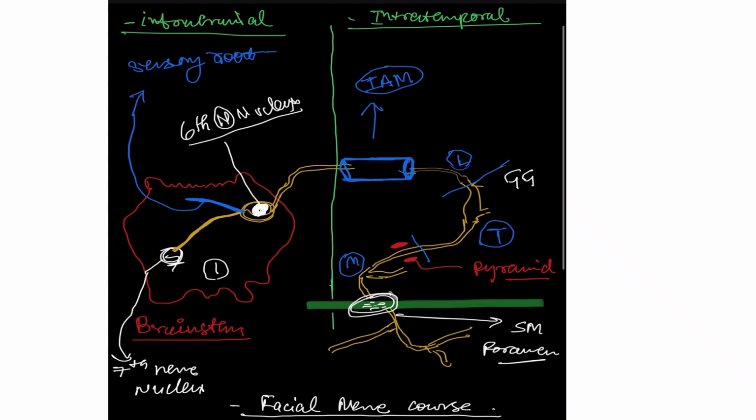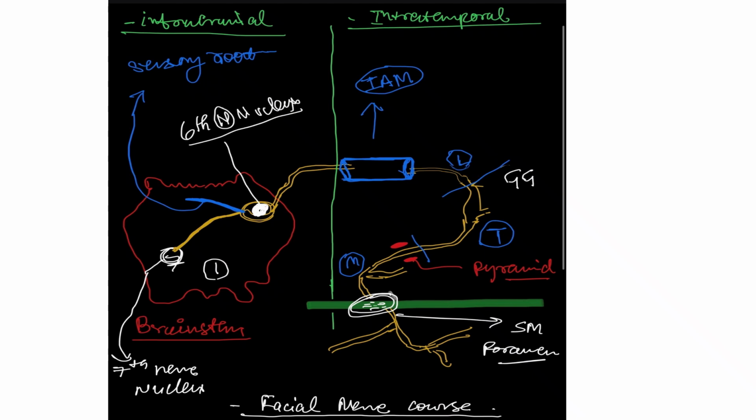As you can see, the yellowish fibers are getting hooked around it. Then the sensory root of the facial nerve, that is the nerve of Wrisberg, comes and joins this motor nerve fiber. The sensory root is visible by the blue pen. So the sensory nerve root fiber joins with the motor nerve root fiber at the level of the sixth nerve nucleus. Now this becomes the facial nerve and it goes to the intratemporal part.